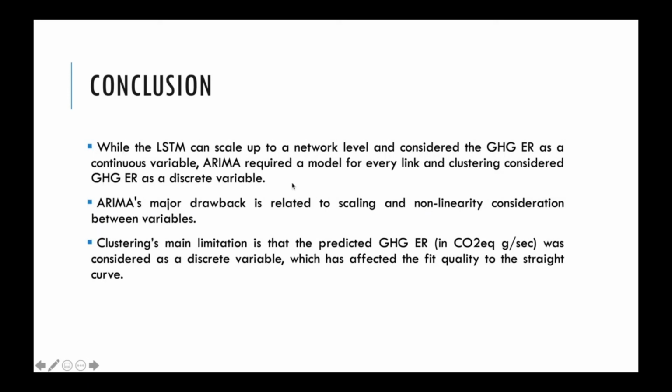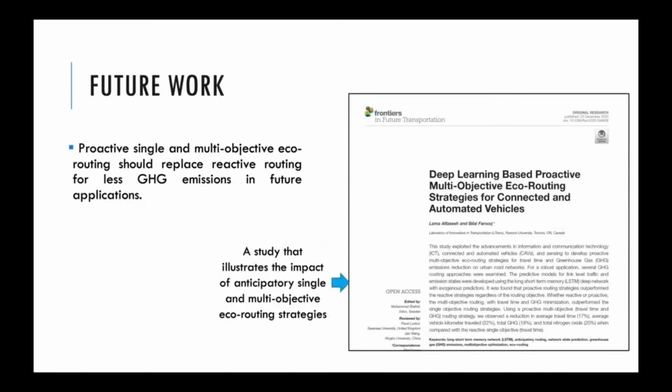While LSTM can scale up to a network level and considered greenhouse gas emission as a continuous variable, ARIMA required a model for every link, and clustering considered greenhouse gas emission rate as a discrete variable. ARIMA's major drawback is related to scaling and nonlinearity consideration between variables. Clustering's main limitation is that predicted greenhouse gas emissions were considered as a discrete variable that contributed to over or underestimation of the predicted values.